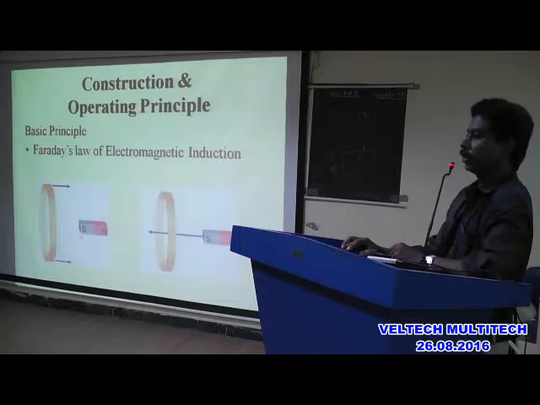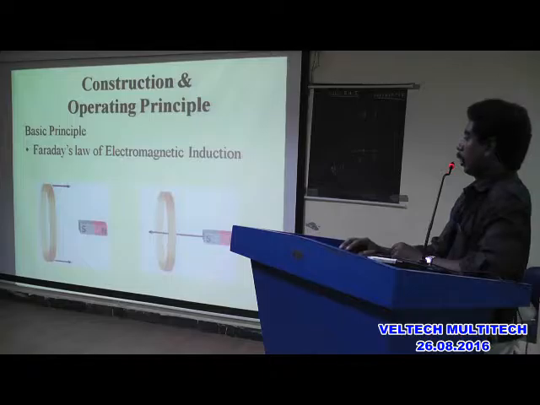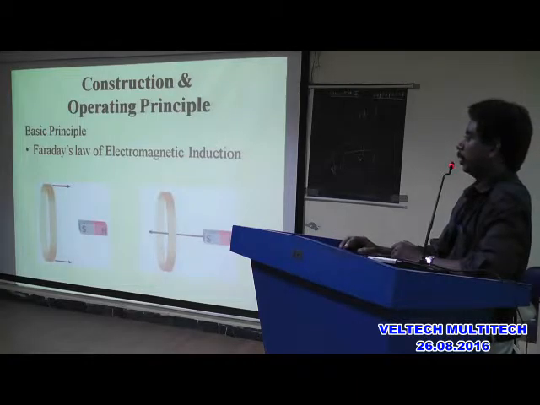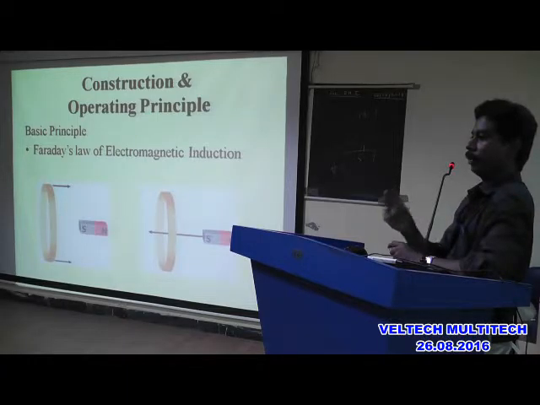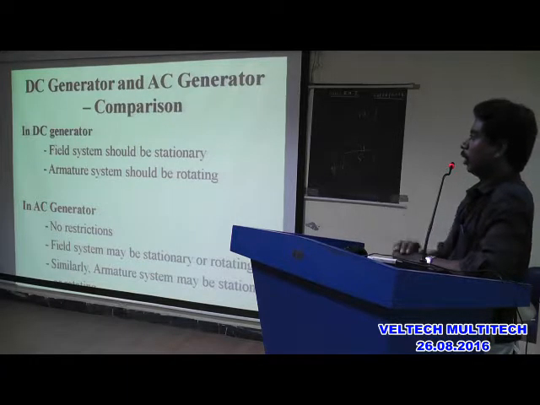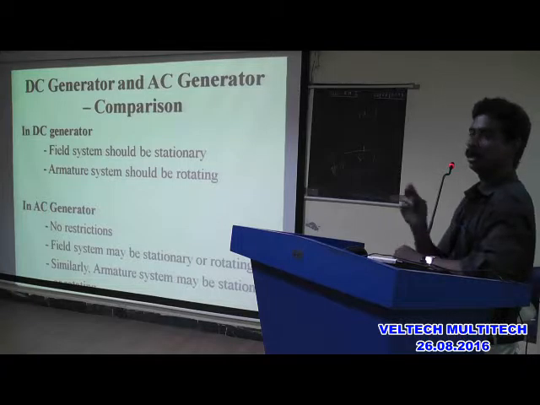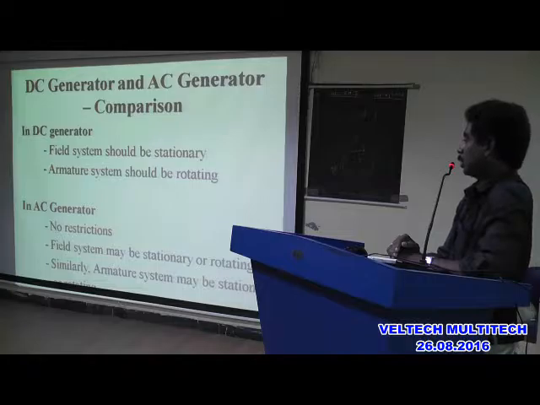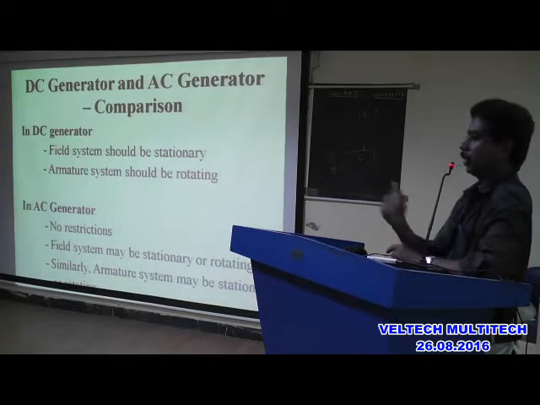So EMF will be induced, because there is a relative speed, and that EMF is alternating in nature. Here the conductor is stationary and you are moving the flux lines. So EMF will be induced once again in the conductor, and the nature of that EMF is alternating. So there are two possibilities: either the field can be rotating or it can be stationary. So according to the construction, we have two types of alternator: rotating field with stationary armature, and vice versa, because there is no restriction.